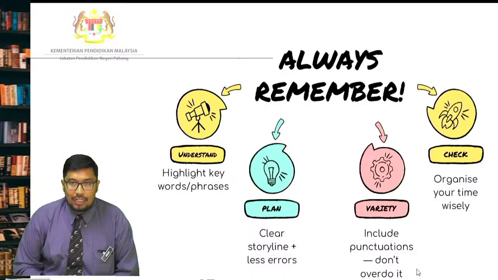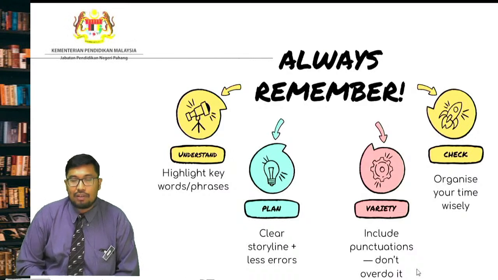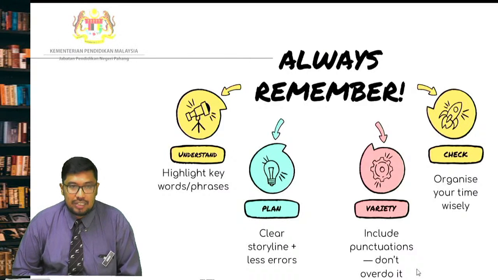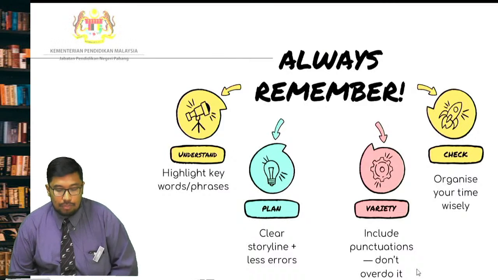And if you have some extra time, let's say the last 10 minutes, once you have finished writing your essay, make sure you check and recheck for errors. Remember, the fewer errors you make, the more marks you will get for the CW part.